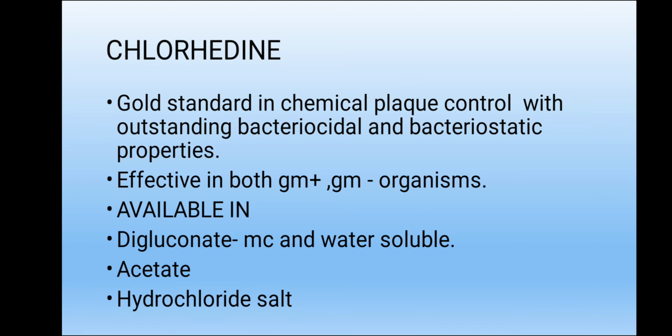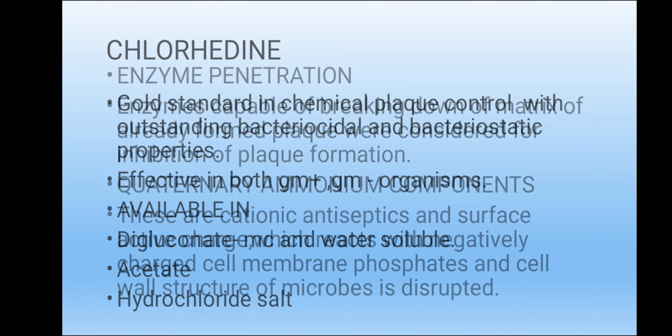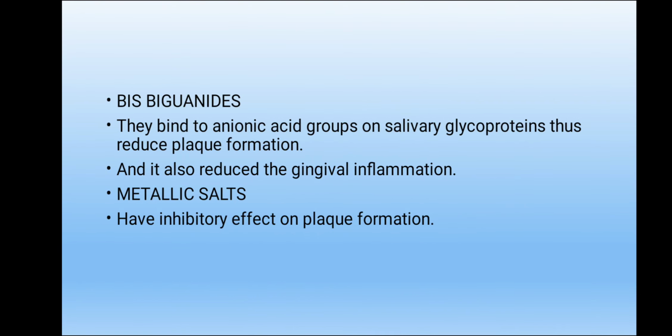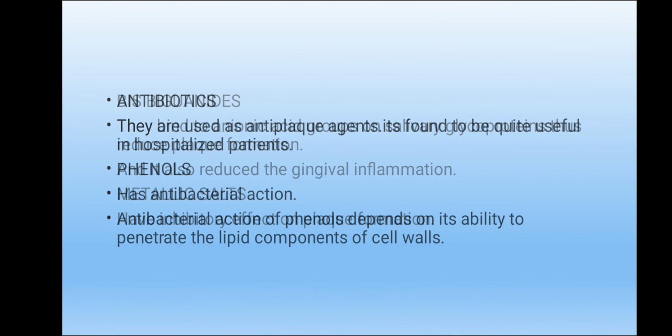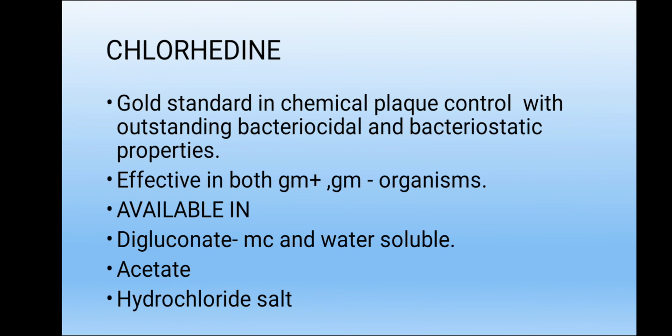Chlorhexidine. Chlorhexidine is the gold standard in chemical plaque control, with outstanding bactericidal and bacteriostatic property. So chlorhexidine we'll be discussing in great detail. It belongs to this group. It is effective against both gram-positive and gram-negative organisms. However, it is more effective against gram-positive organisms. It's available as digluconate, acetate, and hydrochloride salts.